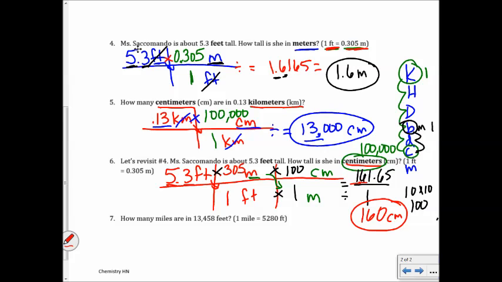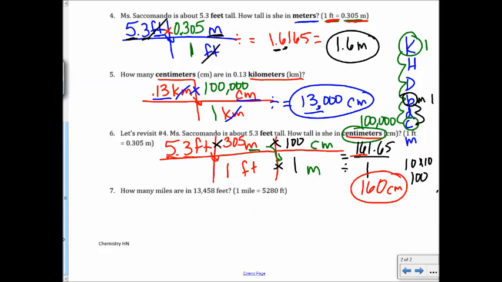So let's look at number 7. Number 7 is a 1-step. Only does 1 conversion here. And then we're going to revisit some of the multi-step ones on your other page, and then talk some density real quick.